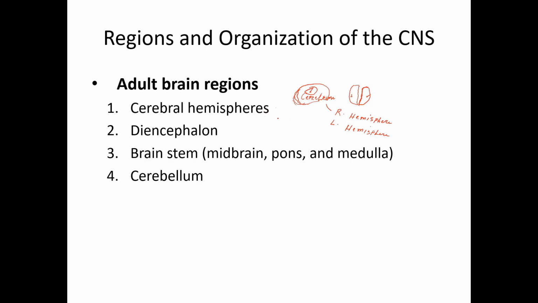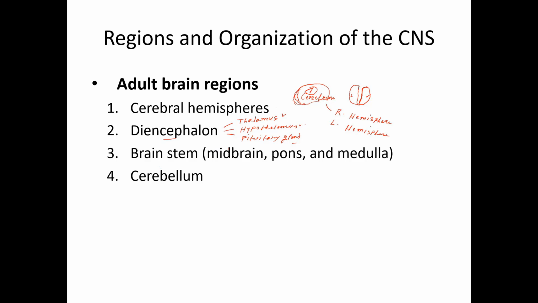Now, next is the diencephalon. Diencephalon consists of the following structures: thalamus, hypo, under the thalamus, below the thalamus, you have the hypothalamus, and the pituitary gland, which is the master gland, you know that. So these structures belong to the diencephalon, and most of the diencephalon is inside the brain. Thalamus, hypothalamus, these are located inside. You don't see from outside.